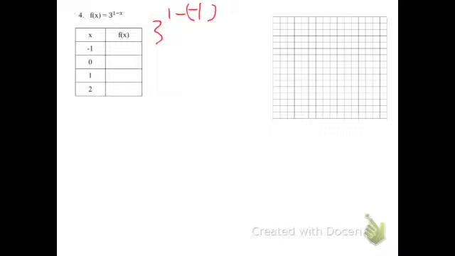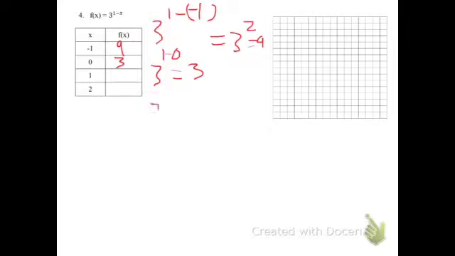So you got 3 to the 1 minus -1. Well, 1 minus -1 is 2. So that is 3 to the second power, which is 9. So I can put 9 there. And then I plug in 0, so 3 to the 1 minus 0 is 3 to the first. So that's just 3 there.